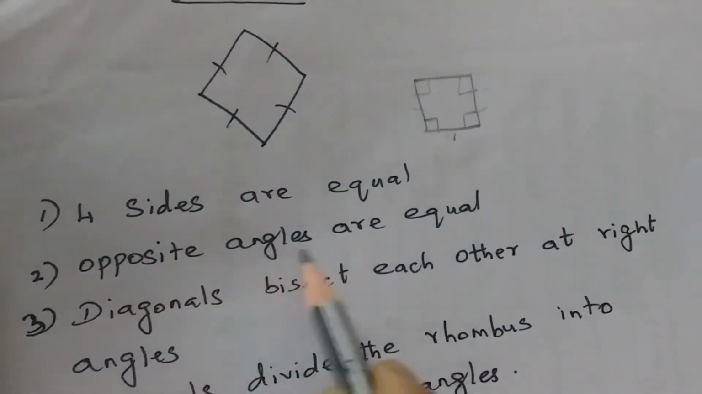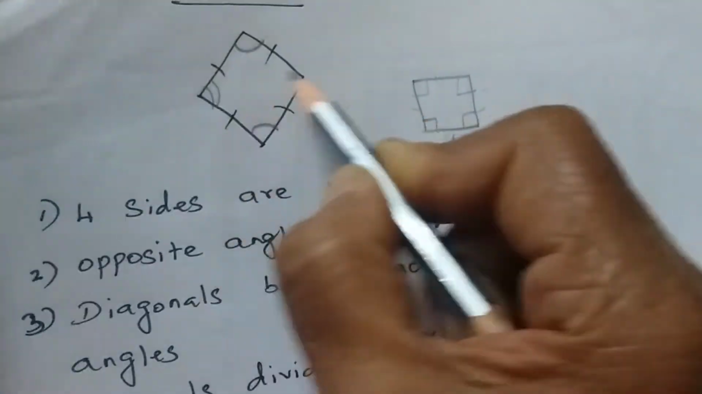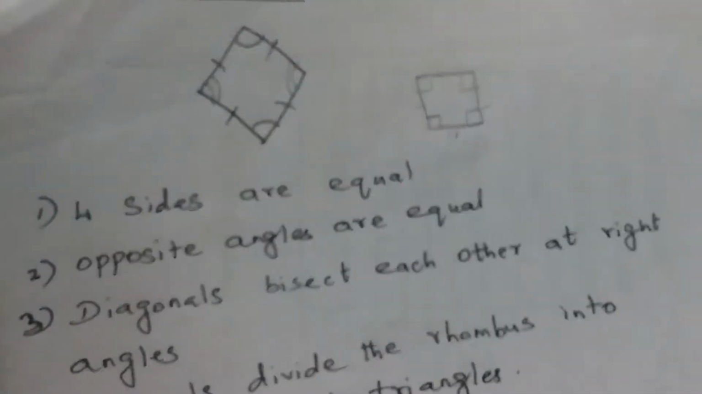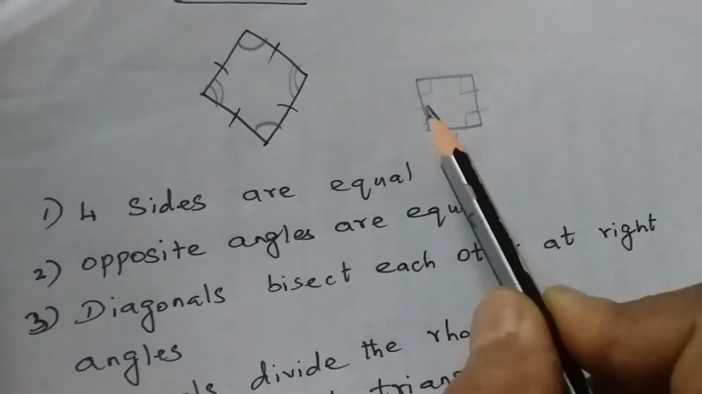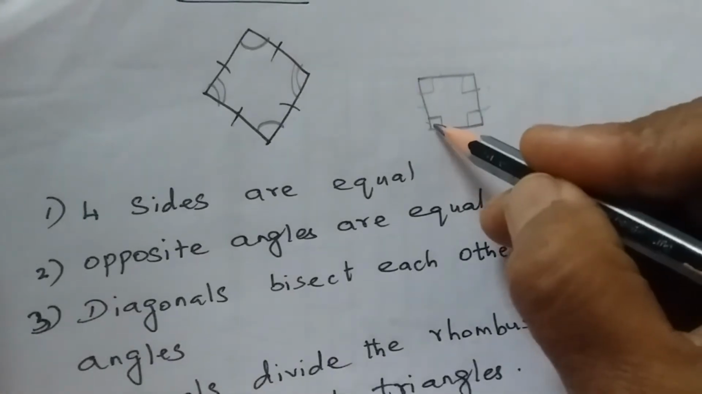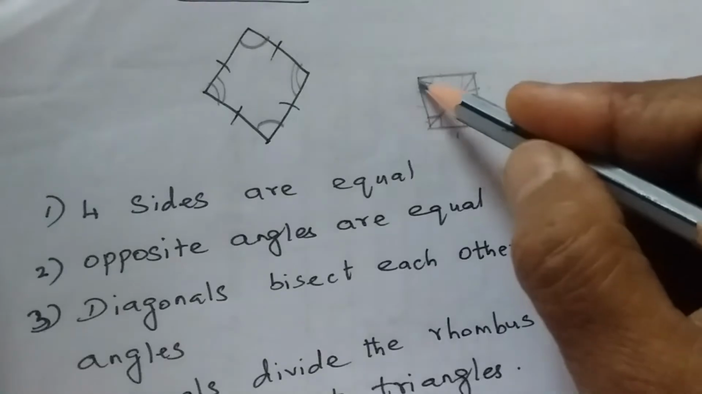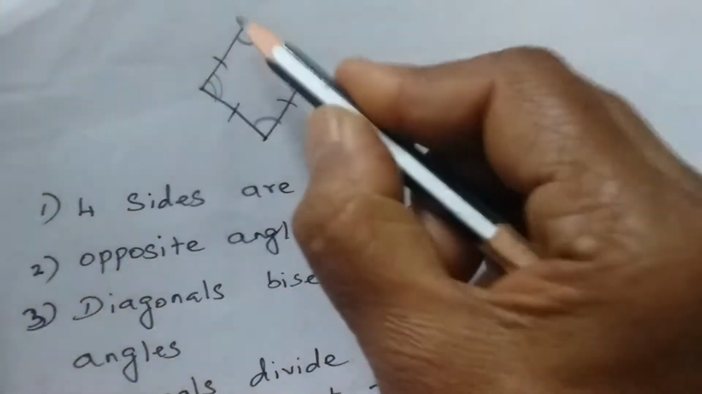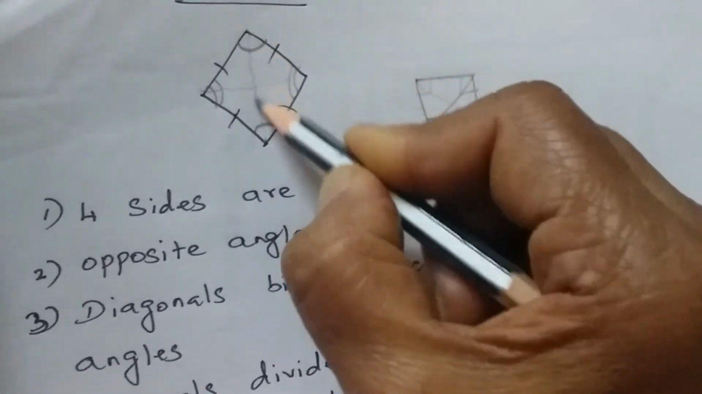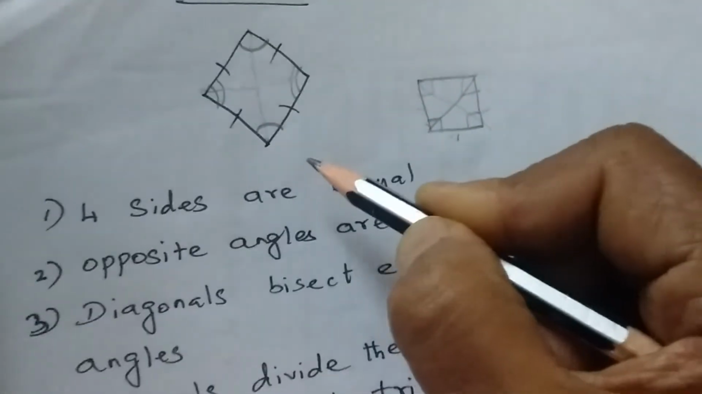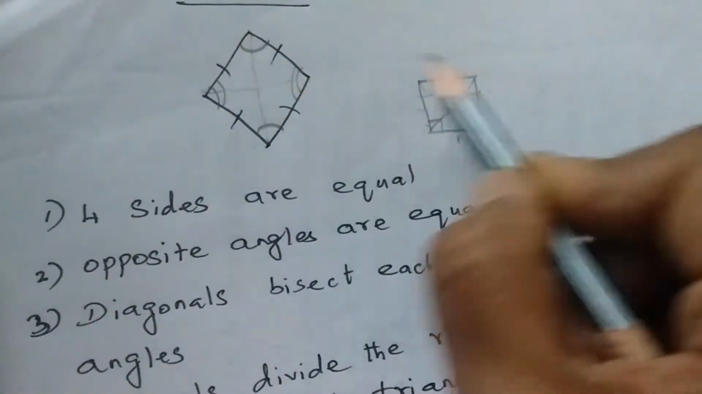Only the opposite angles are equal. These two opposite angles are equal. And these two opposite angles are equal. That is the difference between square and rhombus. And because of this angle property, one more property also comes. In square, when you join the opposite vertices, you get diagonals. Diagonals are equal. But in rhombus, the diagonals are not equal. This measurement is different and this measurement is different. But that is the major difference between square and a rhombus.